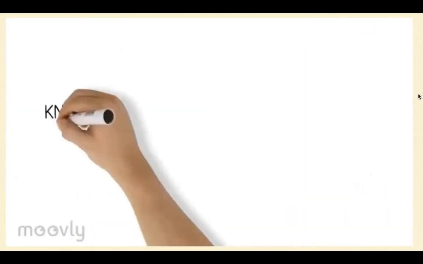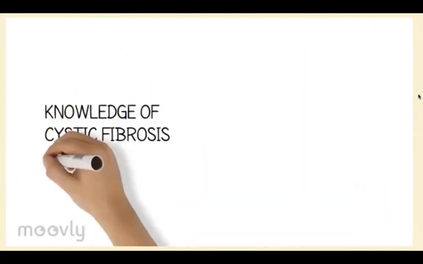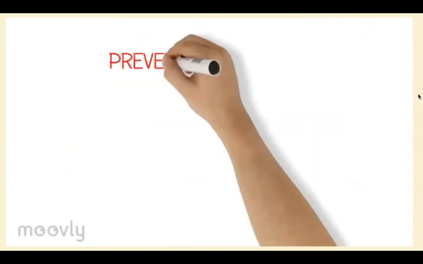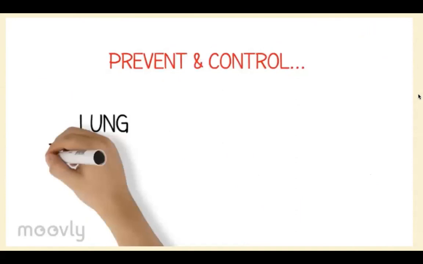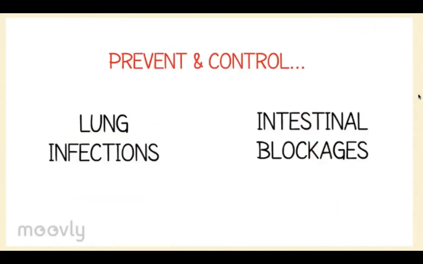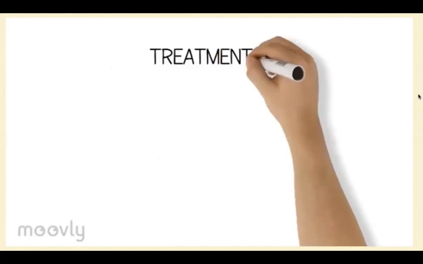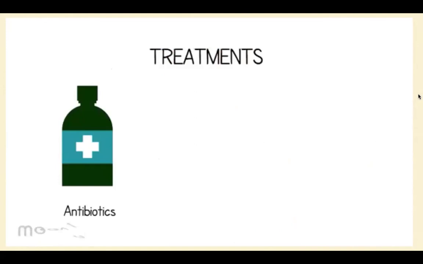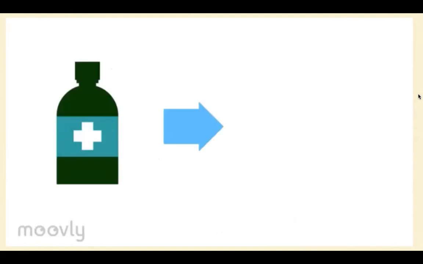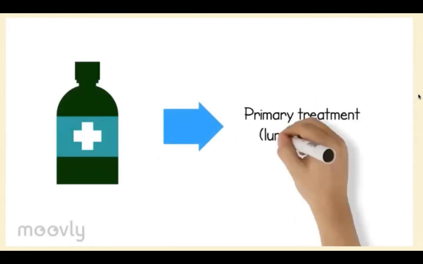With this advanced knowledge of the causes of cystic fibrosis, a number of treatments have been proposed, with the intent of these treatments being to prevent and control infections in lungs by removing mucus and to prevent blockages in the intestines. A number of treatments for this disease are available, including antibiotics for infections of the airways, chest physical therapy, and other specific medications. Antibiotics are generally the primary treatment for people with cystic fibrosis, as they most likely will have a lung infection.